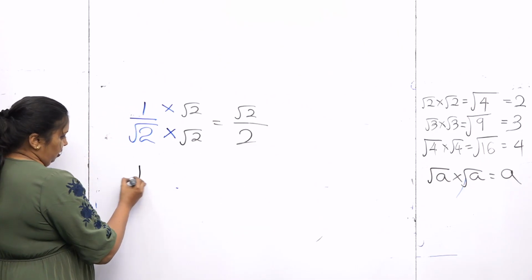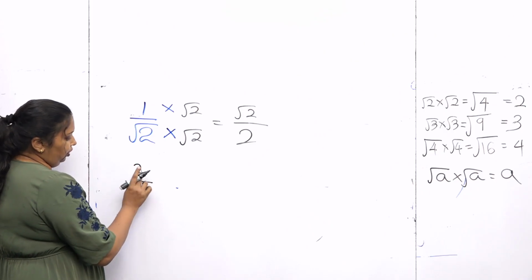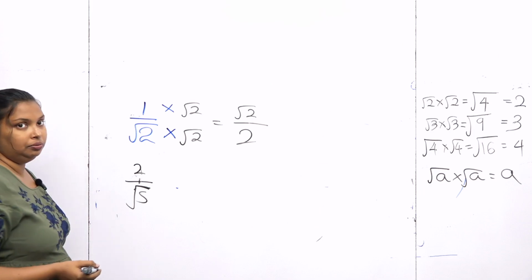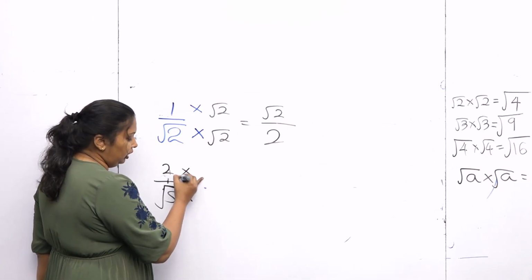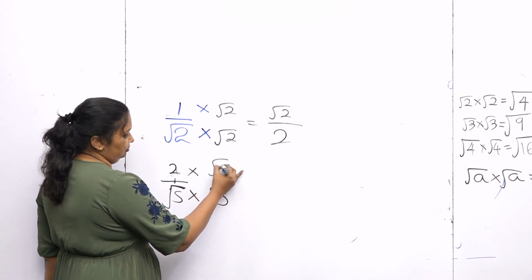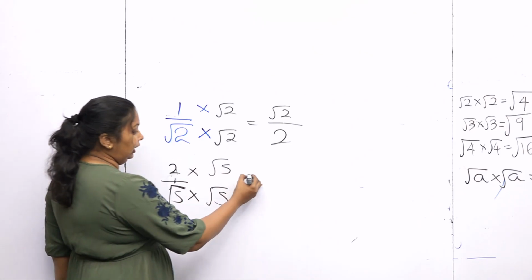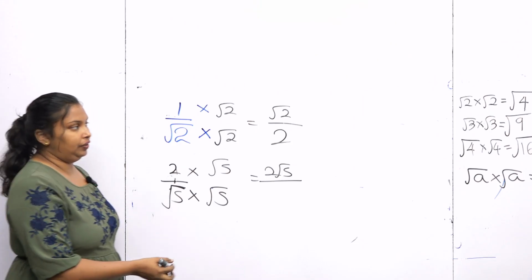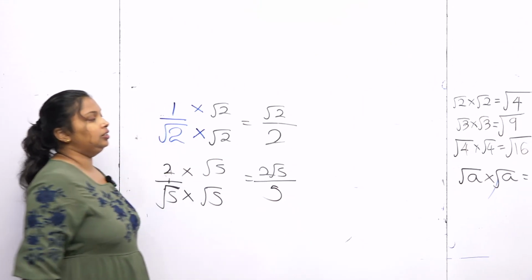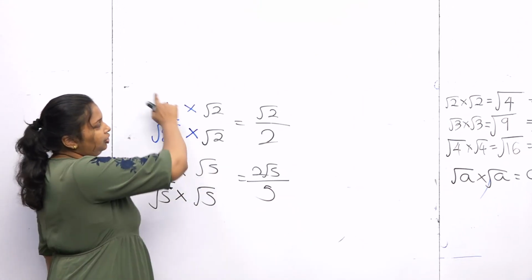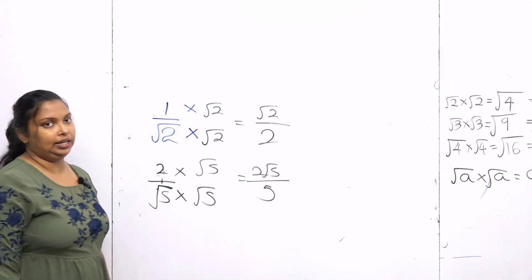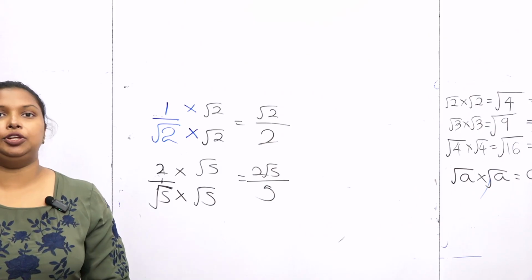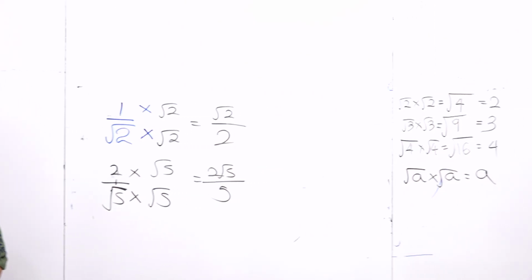Then if you get 2 over root 5, what are you going to do? Multiply both denominator and numerator by what? You multiply by root 5. Okay? So the numerator is 2 root 5. The denominator becomes rational. Root 5 into root 5, that is 5. Clear? So you can write down the topic here. Rationalize in the denominator. And write down these two examples.